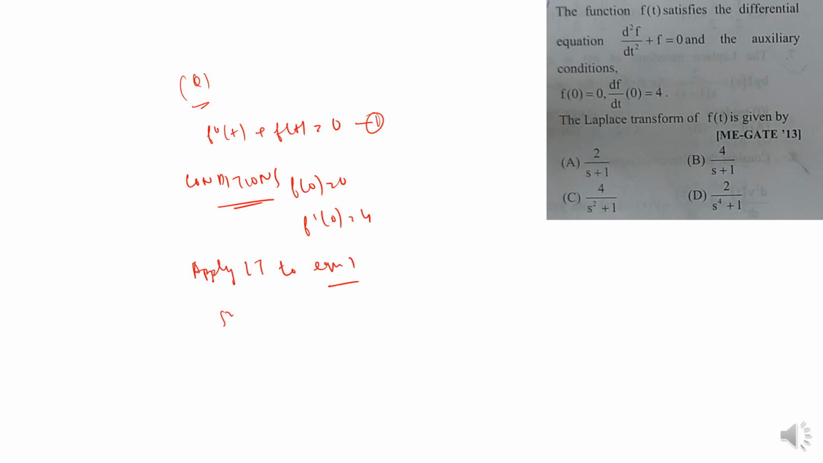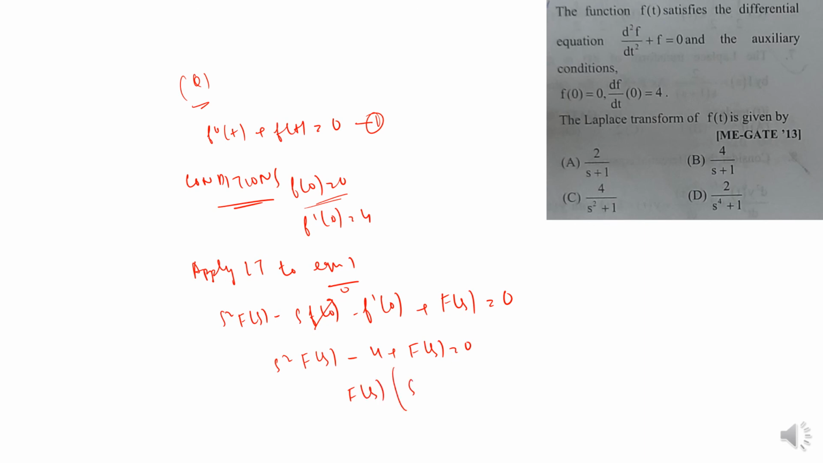So s square into F of s minus s into f of 0 minus f dash of 0 plus F of s is equal to 0. Here f of 0 is 0, so this becomes 0, and f dash of 0 is 4. So s square into F of s minus 4 plus F of s is equal to 0. Take F of s common, then (s square plus 1) F of s is equal to 4. Now we can write F of s is equal to 4 by s square plus 1. So the Laplace transform is 4 by s square plus 1. Option C.